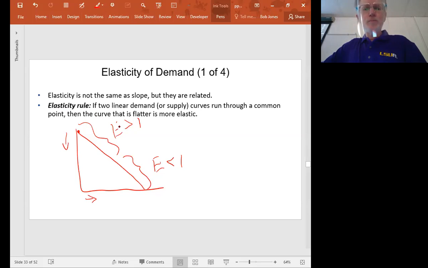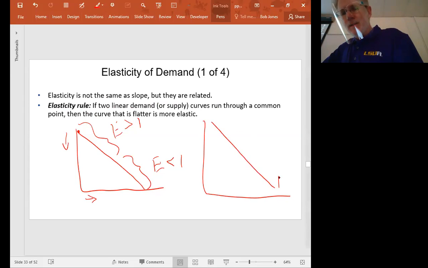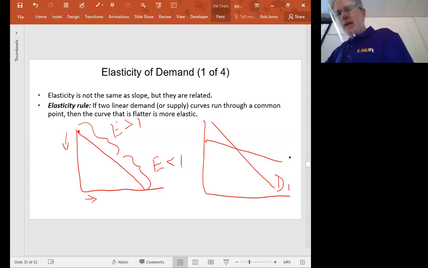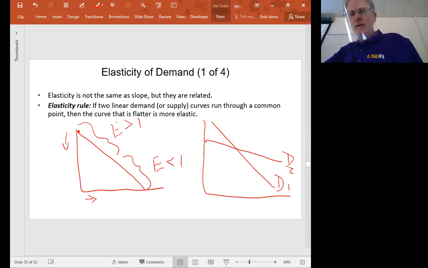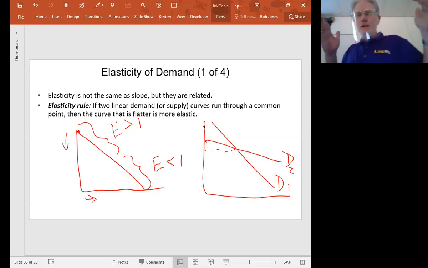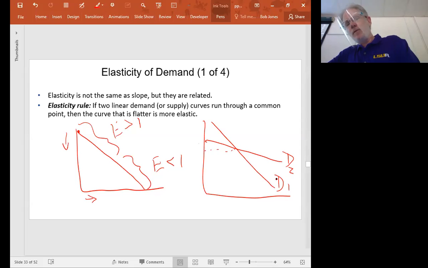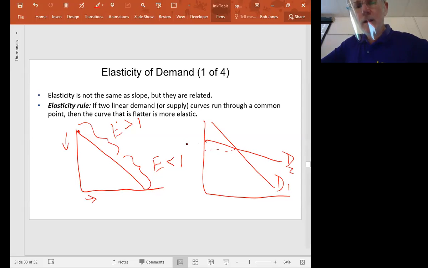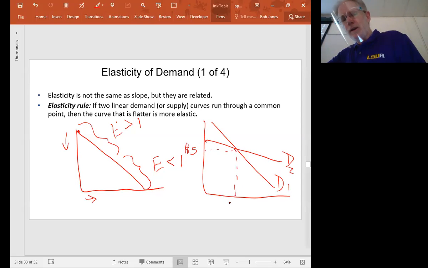Notice the elasticity rule. If two linear demand or supply curves run through a common point, then the curve that is flatter is more elastic. So if we have D1 and D2, and let's say this could be the demand for a certain drug, demand for ibuprofen, let's say. This could be the demand for ibuprofen in one market, one area, and D2 could be the demand in a different area or different country. Okay? Let's say that the price is $5. Then the quantity demanded is going to be something, let's say 10,000 units.